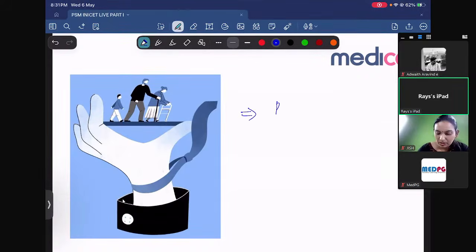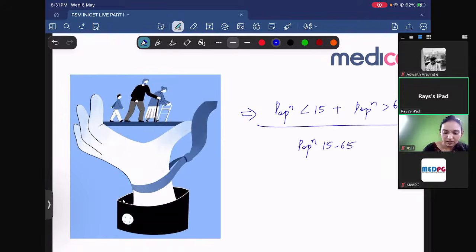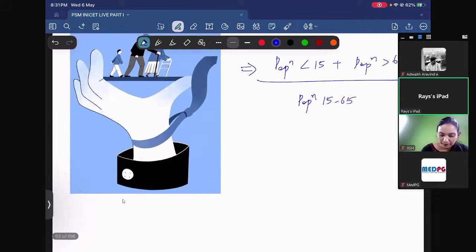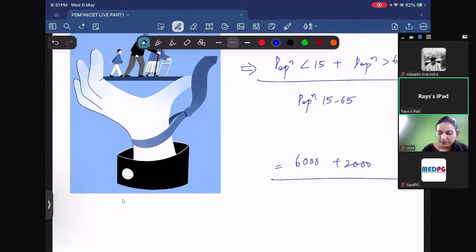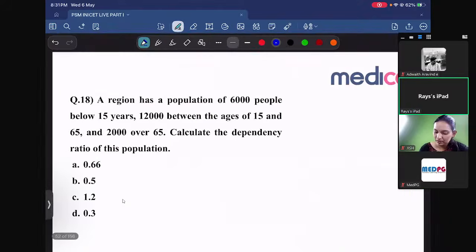So the formula is the population less than 15 years of age plus the population more than 65, divided by the population of 15 to 65. This ratio is what you call the dependency ratio. So in our question, we had 6,000 children, 2,000 elderly. That's the dependent population, divided by how many working population was given? That is 12,000. So you get an answer of 0.66. So this is the dependency ratio of that particular question.